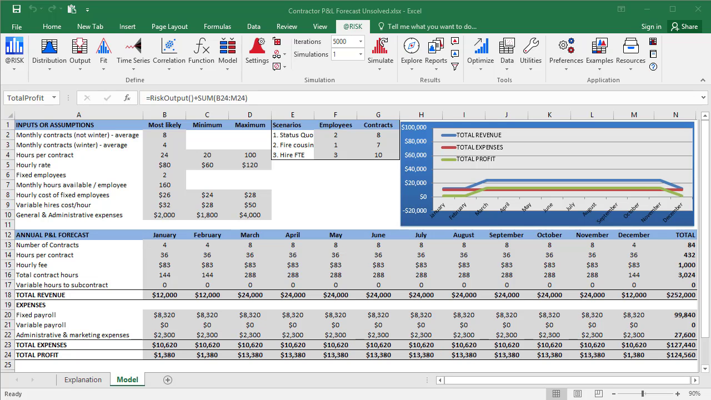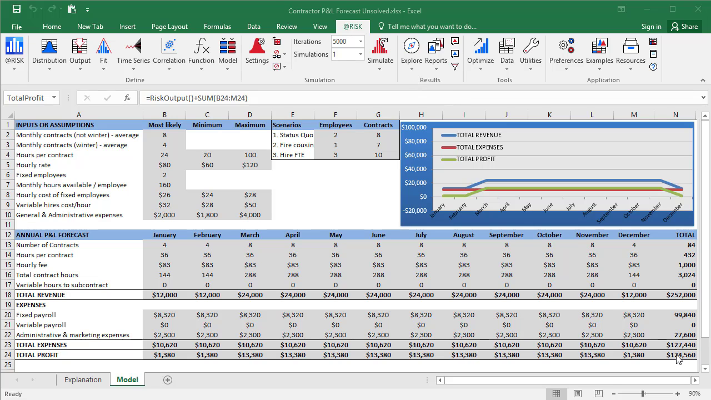Generating charts and reports. Once the simulation is over, we are ready to generate, interpret, and present results using charts and reports produced by @Risk. @Risk can generate close to 20 different types of charts. We'll stick here in this module to some of the most relevant ones.